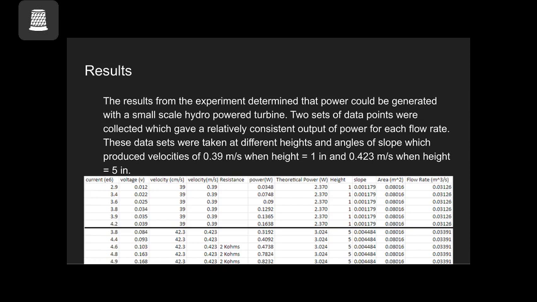Below is an Excel sheet tab which has all the information for current, voltage, velocity, as well as power, the theoretical power that we should have got, height, slope, and flow rate. The first seven are when the height was at 1 inch, and the last five were when the height was at 5 inches.